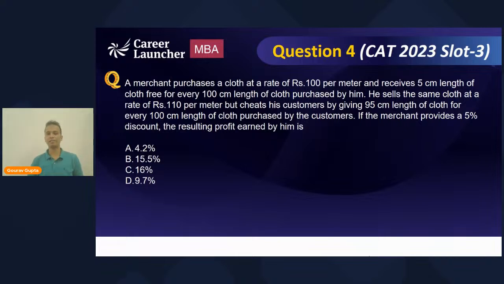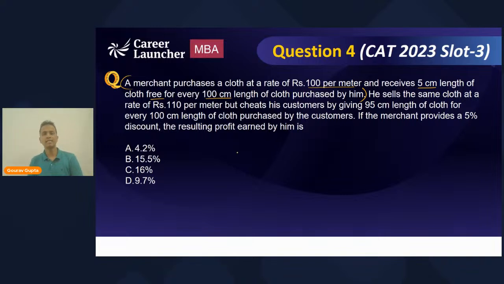Meghadri will have a look at the method that we are going to use. So we shall start discussing, right? Let's look at each and every element one by one. So a merchant purchases cloth at a rate of rupees 100 per meter and he receives 5 centimeter free for every 100 centimeter of cloth purchased by him. So he went to purchase 100 centimeter, but he's getting 105 centimeter, right?